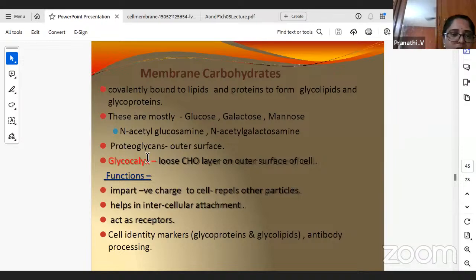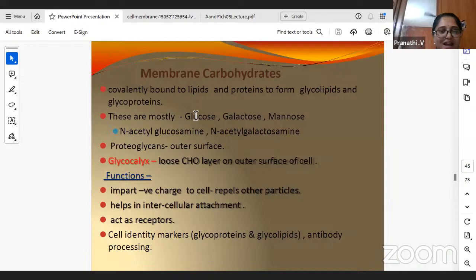What are the membrane carbohydrates that are going to be present? Usually they are going to be attached to either the lipid or the protein, so they are going to be glycolipids or glycoproteins. The carbohydrates that are usually attached are glucose molecules or galactose, mannose. So what are they going to be attached to? If at all they are attached with an acetyl group, it is known as N-acetyl glucosamine.